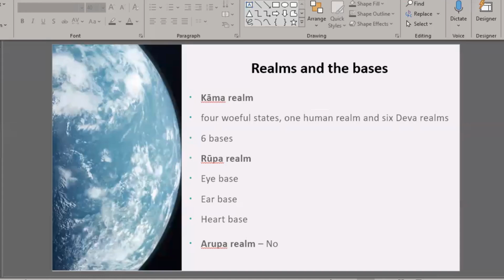And there is nothing to say about heart base. The remaining consciousness arises in heart base. What about the Arupa realm? Arupa means no Rupa at all. They have only mind and mentality, so mental factors. They are only mind. Therefore, in Arupa realm, they do not have any basis. So let's summarize again. In Kama realm, 6 bases. Rupa realm, 3 bases. Arupa realm, none.